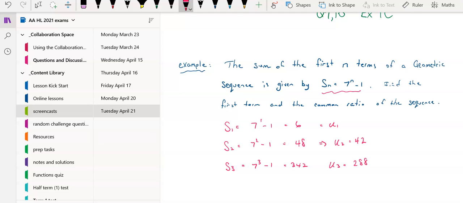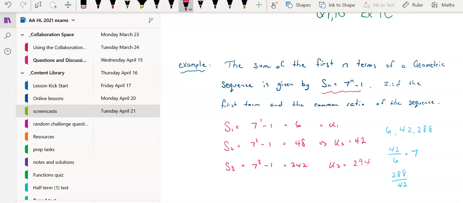So what is going on here? Let's find out what our R is. Our R, remember, is any term divided by the term in front. So what I've established here is a sequence that goes 6, 42, 288. I should be able to now just take 42 and divide by 6, which is equal to 7. I should be able to take 288 and divide by 42. Sorry, mistake. This is 294 here. Something wasn't quite working out there. I was taking 42 rather than 48.